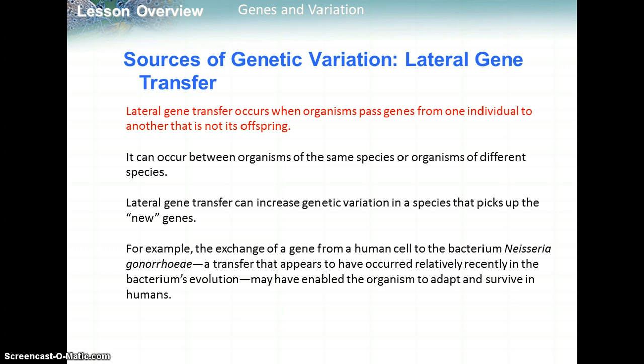For example, the exchange of a gene from a human cell into the bacterium Neisseria gonorrhoeae, a transfer that appears to have occurred relatively recently in the bacterium's evolution, so that's the bacteria that causes gonorrhea, may have enabled the organism to adapt and survive in humans. So that's beneficial for the bacteria, not so beneficial for humans.